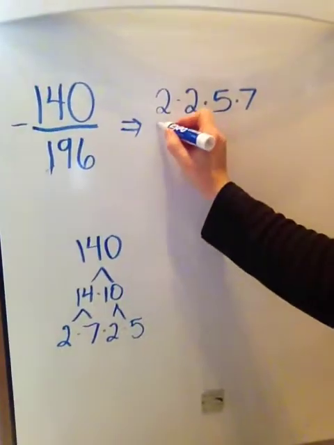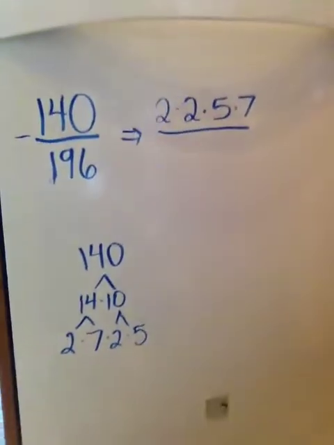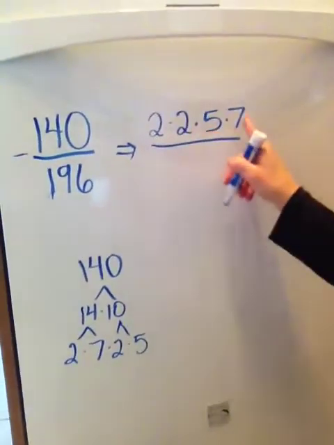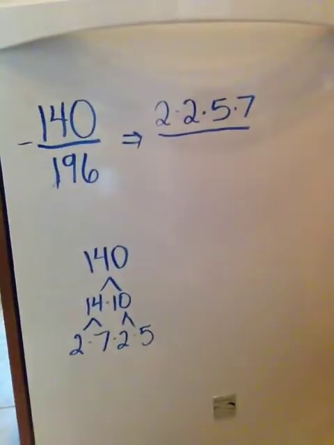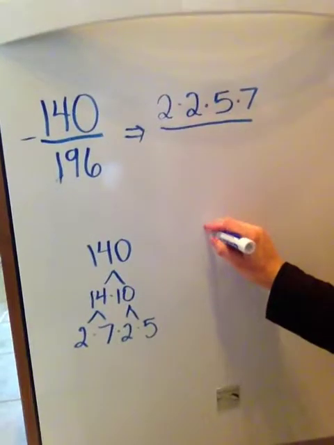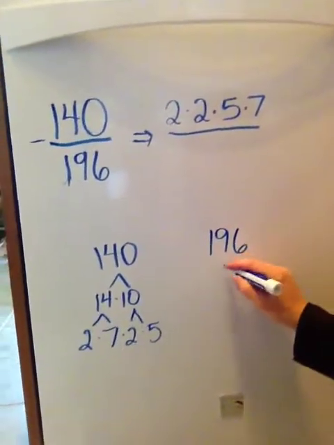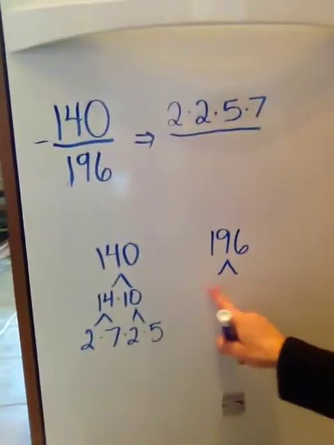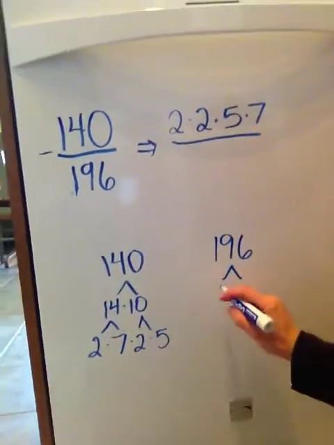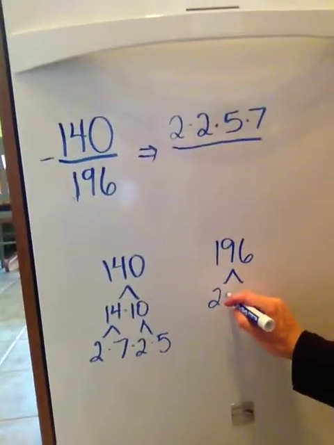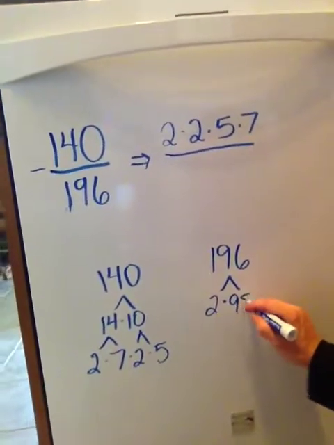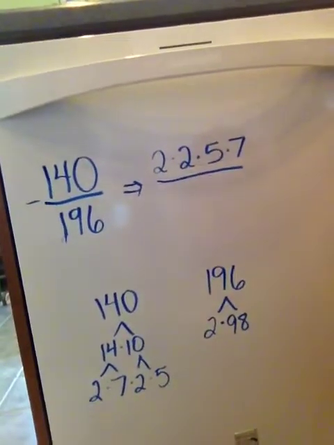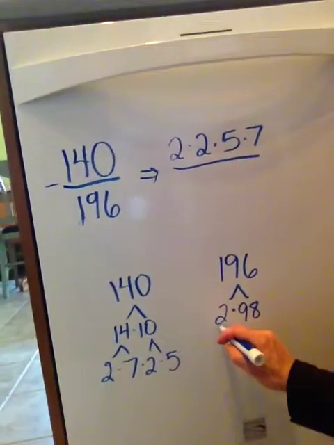And remember, when you multiply these, they should make that. So you can check. Okay, 196. We need to factor it. What times what will make 196? The only thing that comes to mind right off the top of my head is 2 times 98. Okay, so now I'm going to break that one down.